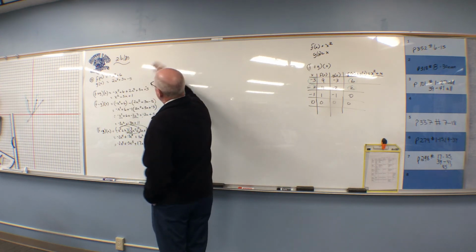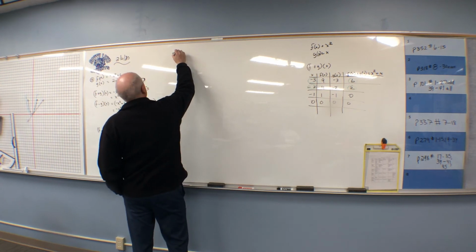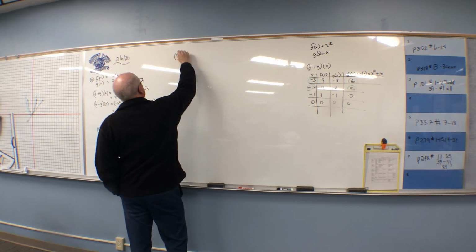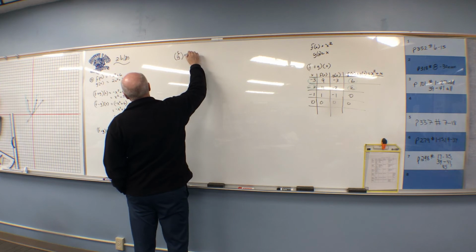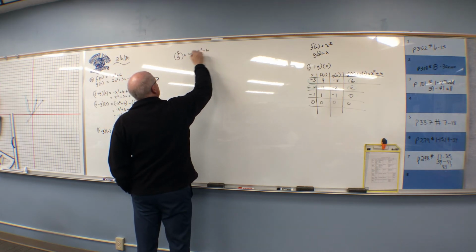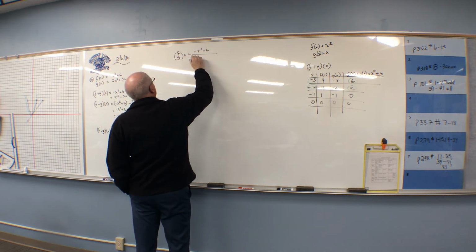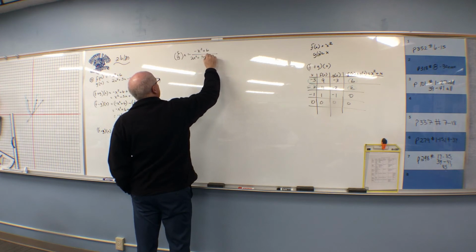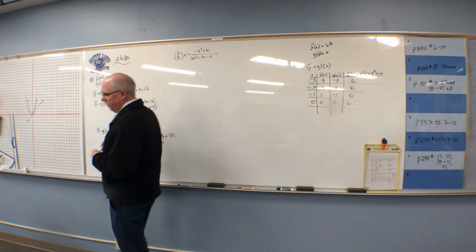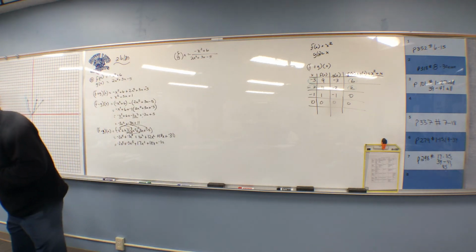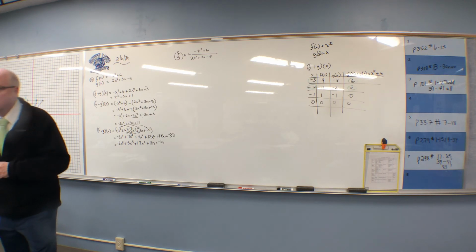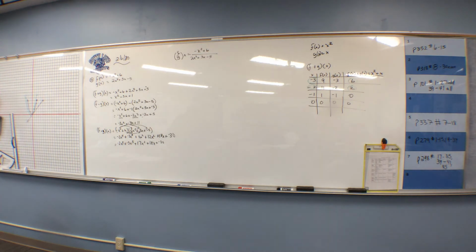So division is f divided by g of x, which equals negative x squared plus 6, which is not factorable, over 2x squared plus 3x minus 5. Would you look to factor that? If we can't factor it, guys, guess what? We have to use the quadratic formula. So let's look really hard at factoring it, shall we?